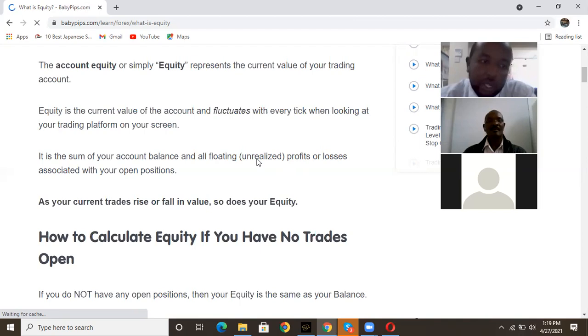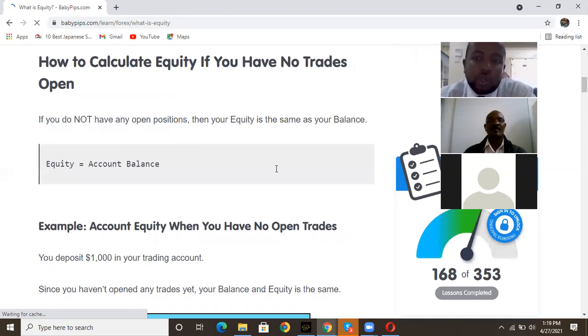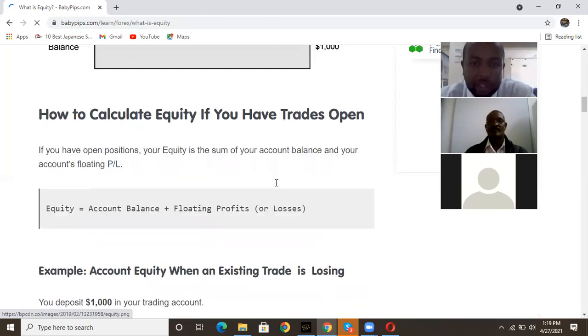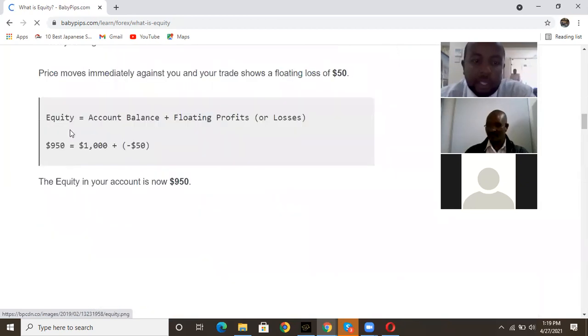Basically, equity equals account balance plus floating profit or loss. For example, this is the equity, you have $1,000 here, and this is the balance, 1,000 USD. How do you calculate it? It's the account balance plus the floating profits or losses. That's what equity is all about. If you have a balance of 950 and you have a floating loss of minus 50, of course your equity will be 900. I think this is fine.